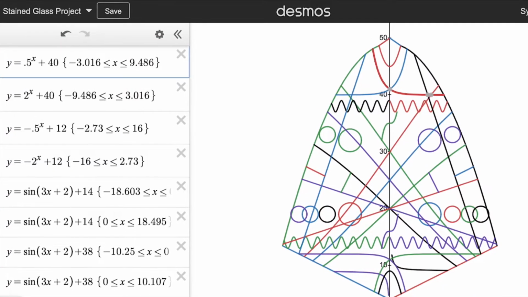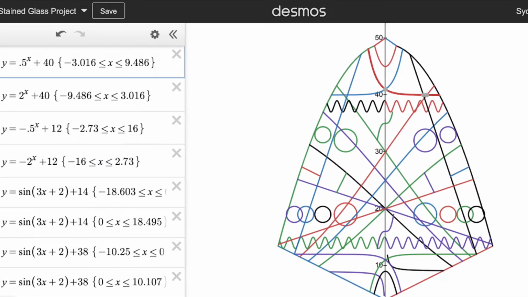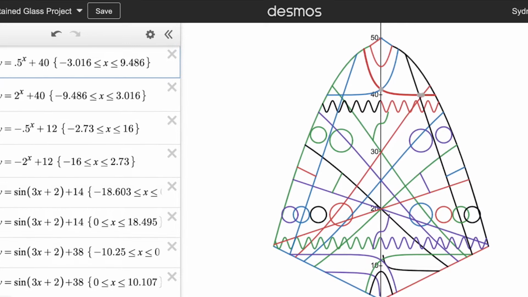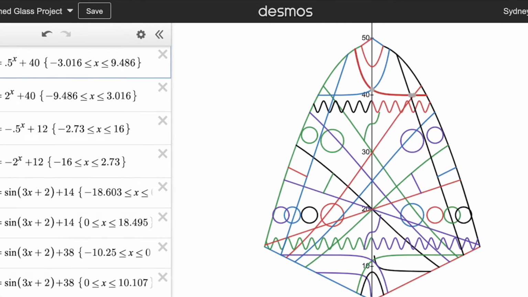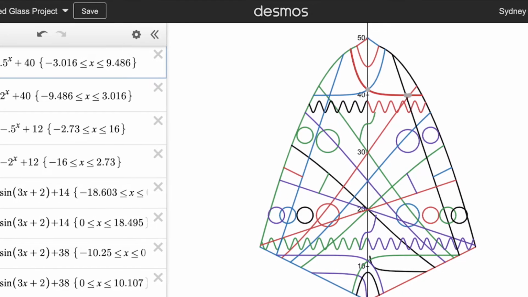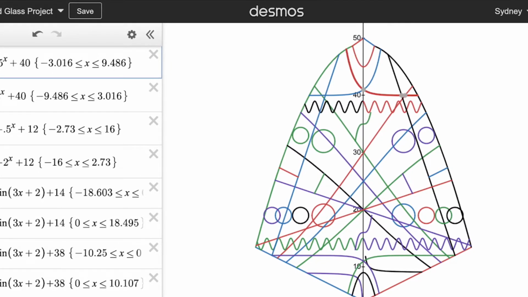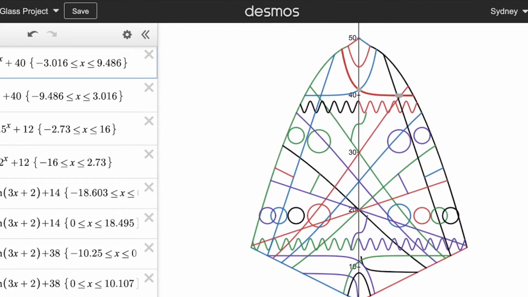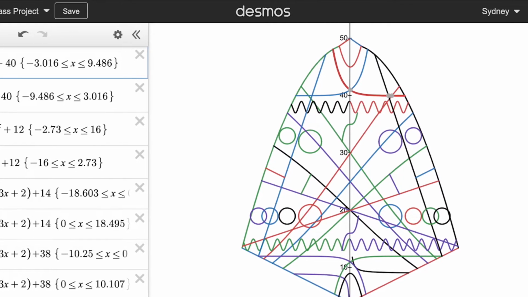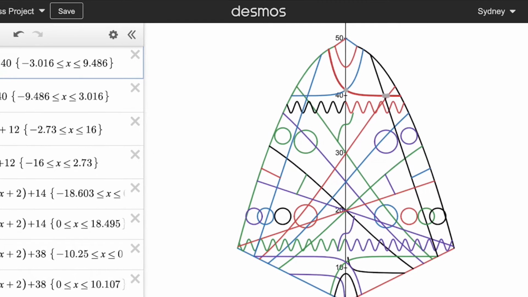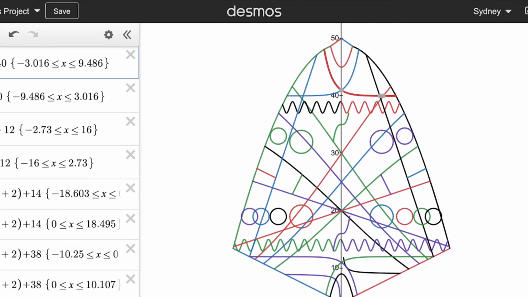Okay, first I would like to point out the sinusoidal functions that are seen. You can see them on the lower half of the left. They have the sine in front of them with 3x plus 2, and then they have their domain and range restrictions next to them. You can see this visually in the figure as the same sinusoidal curvy line is shifted vertically to the top of the figure.